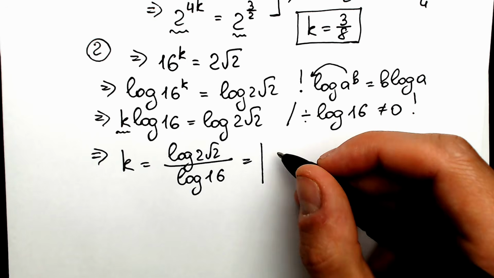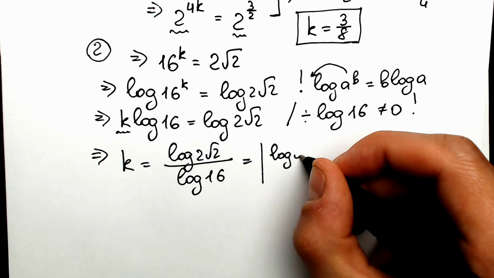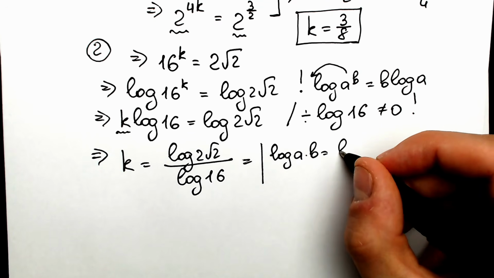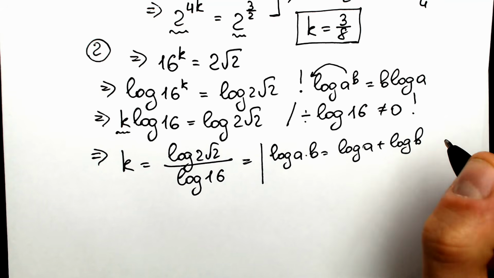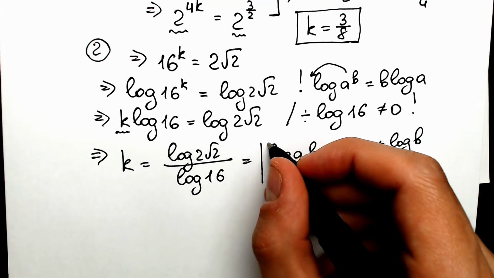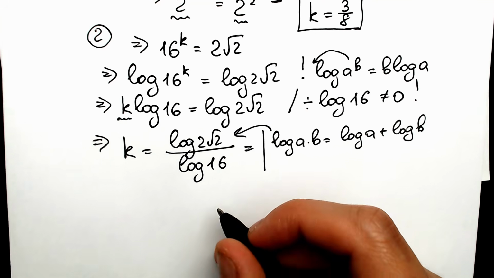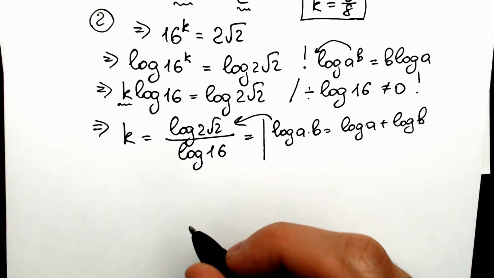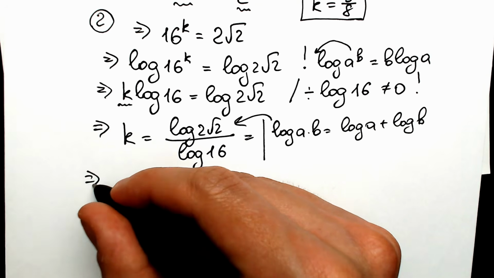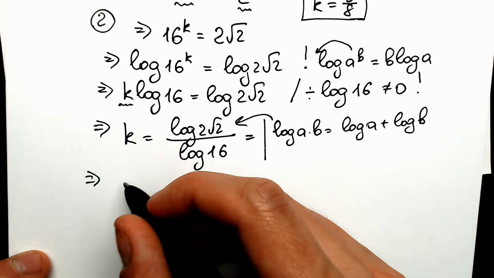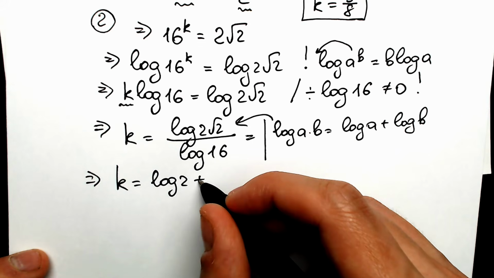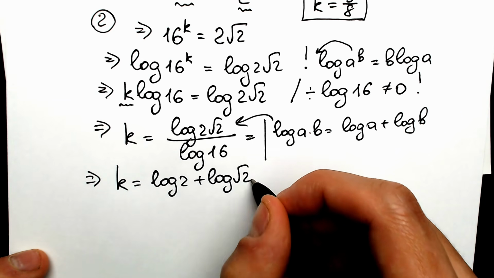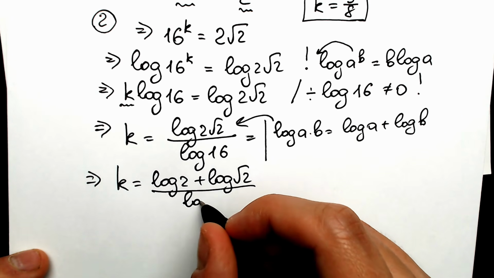We can write it as, because when we have log of a times b, we could write it as log a plus log b. So the log of a product is equal to the sum of two logs. So that's why let's apply this property right here in our numerator. So let's start. We have our k. Our k is equal to log 2 plus log square root of 2, all over log 16.